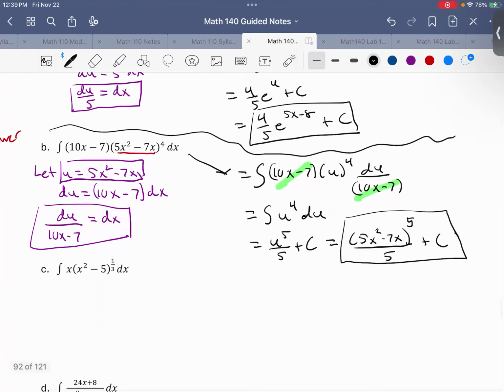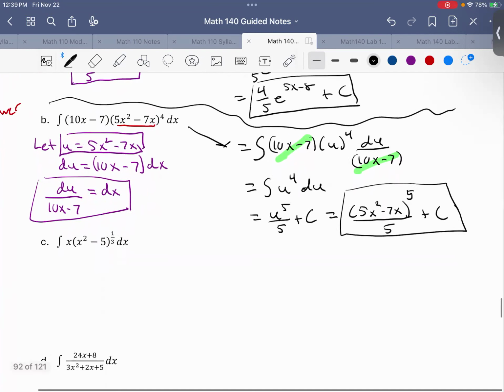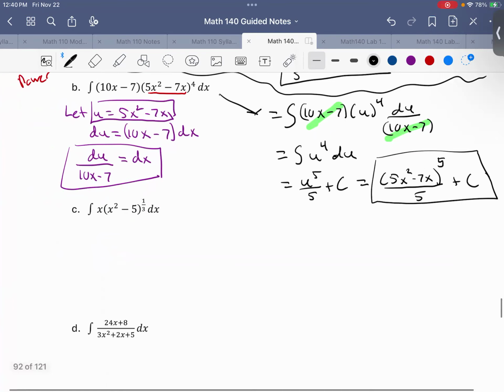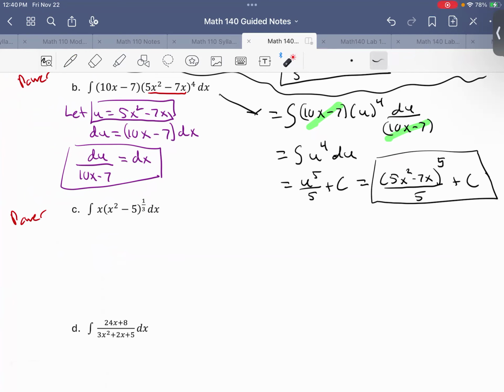Okay, now let's go ahead and check out letter C, where we have the integral of x times x squared minus 5 to the 1/3 power. So this is the same situation as a previous problem where we have a power, but what we need to do is let u equal the base of this power. So what we're going to have is u be x squared minus 5. And we're going to take the derivative of x squared minus 5 to be 2x dx.